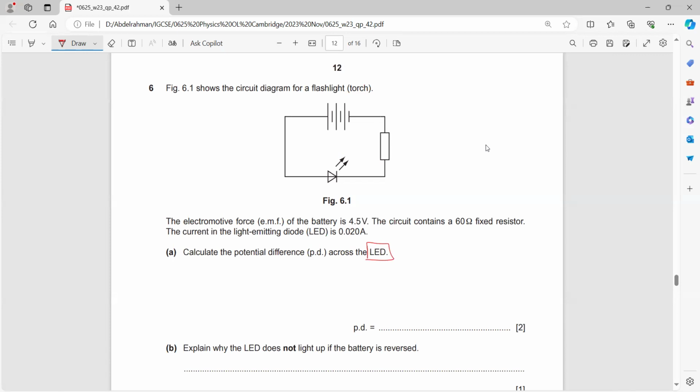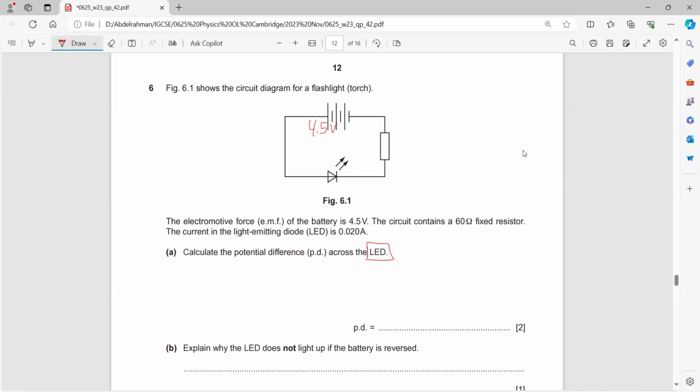How can I calculate the potential difference across the LED? Any ideas? Is it energy over charge? So do you have energy and do you have charge? No. We have the voltage of the battery, which is 4.5 volts.